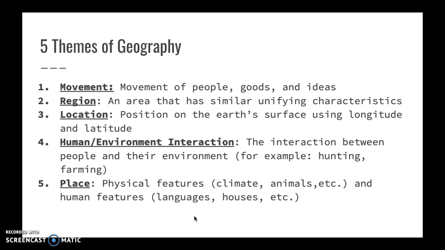Movement, so looking at the movement of people, goods, and ideas. The region, an area that has similar unifying characteristics. Location, which is the position on the Earth's surface. Human and environment interaction, so the interaction between people and their environment. And then place, these physical features and human features of a certain area.